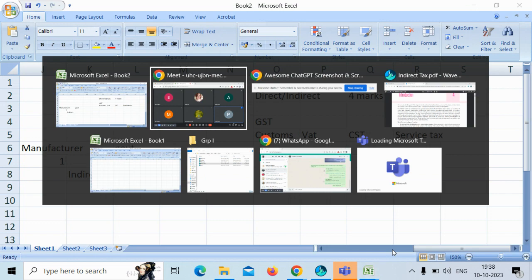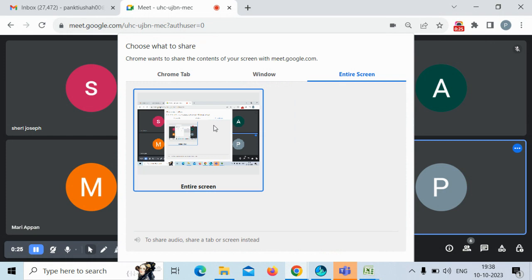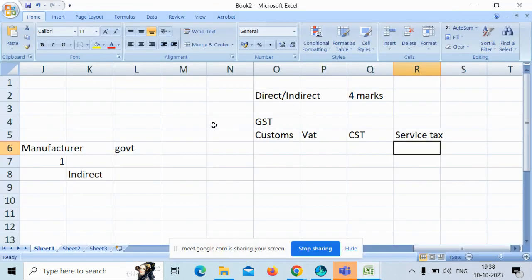My screen is visible? Okay, okay, I get that.